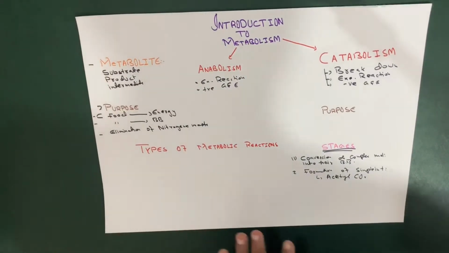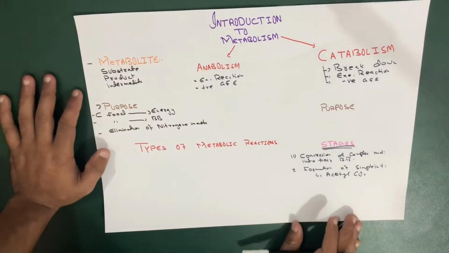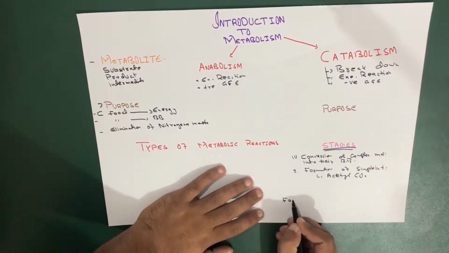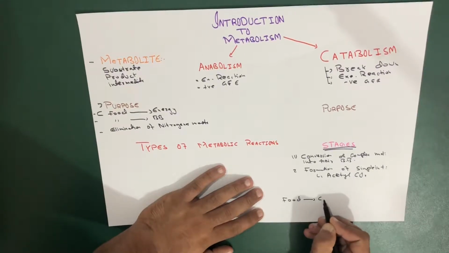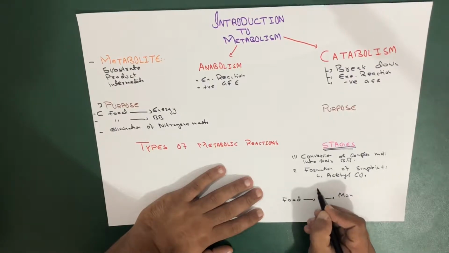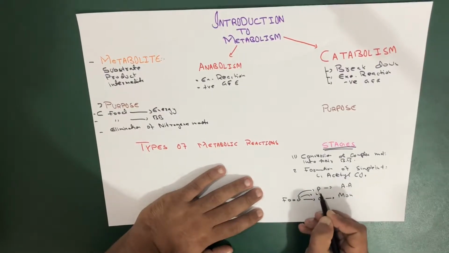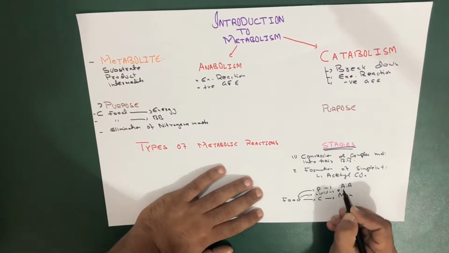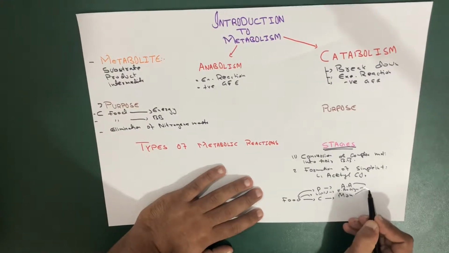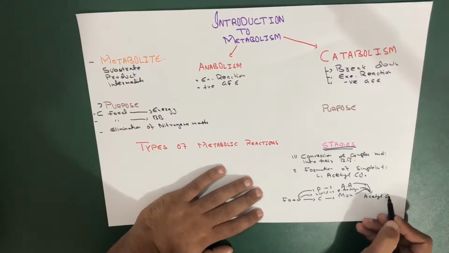I'll just do it this way. What I'm going to do is make a shape. So this is the food we ate. The carbohydrate is converted into the monosaccharide, and in case of protein, it's converted into the amino acids. In case of lipid, it's going to convert into the fatty acid plus glycerol. So these all end up in the simpler one, that is acetyl CoA.